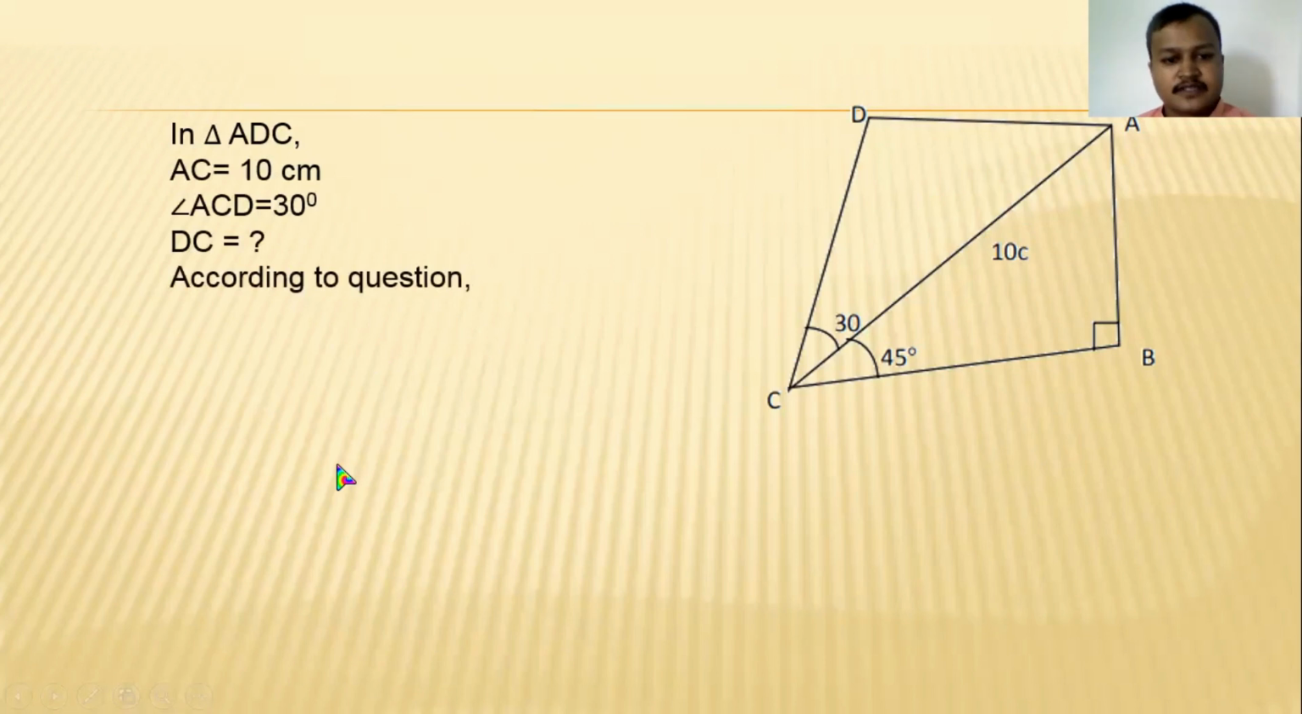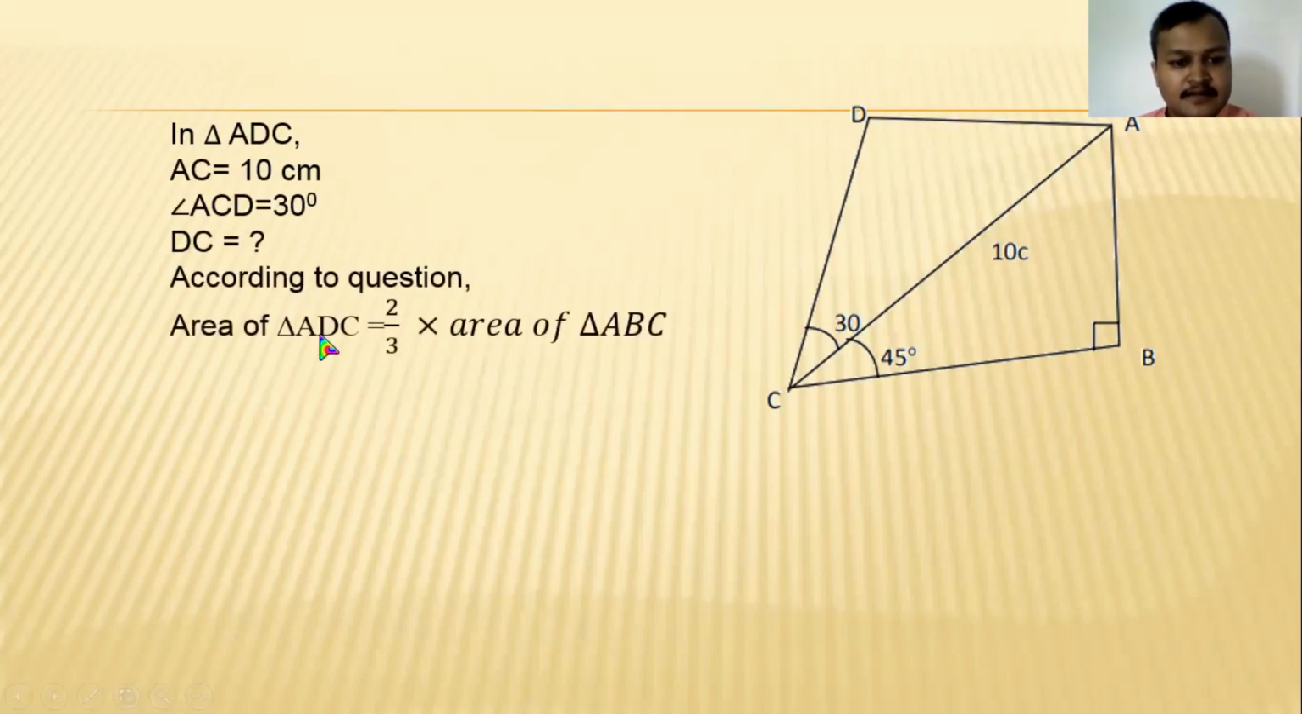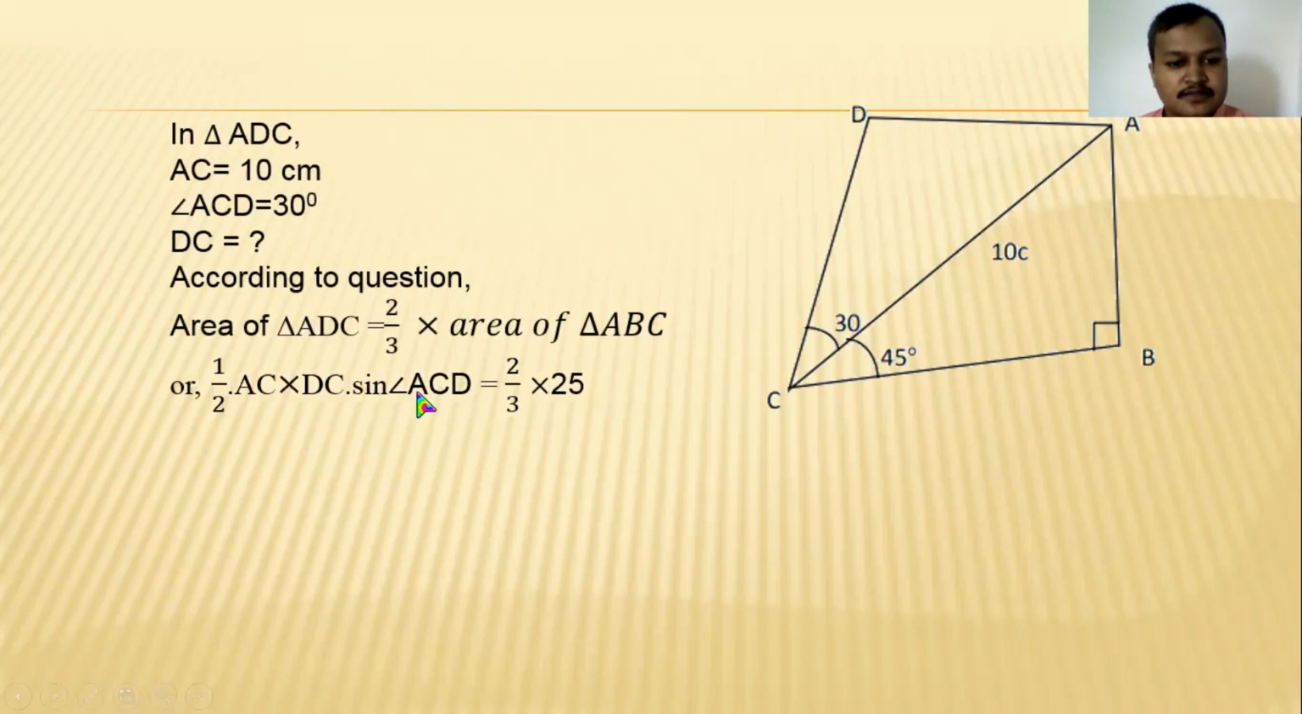This is asked to us, and the question says that area of triangle ADC is equal to 2/3 into area of triangle ABC. The value of area of triangle ABC is 25, and area of triangle ADC is 1/2 AC into DC into sine angle ACD. Now you can arrange these terms to the left or right side to simplify it, and put in the values of AC as well as angle ACD.